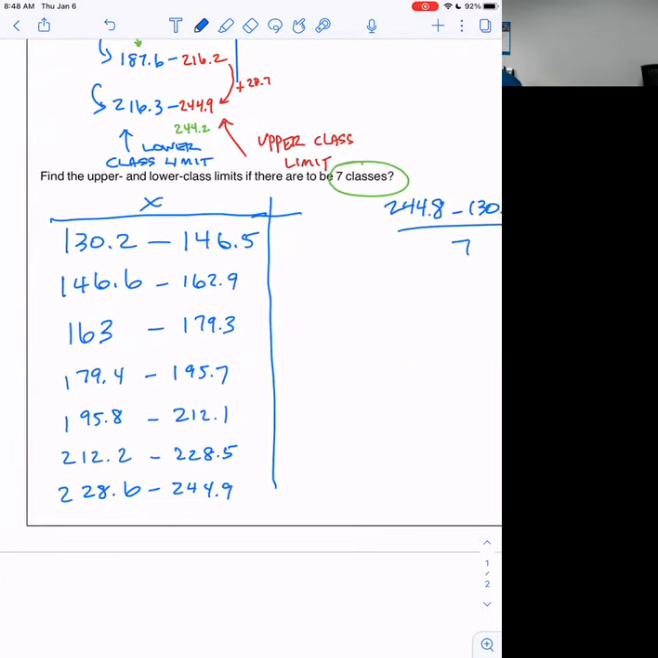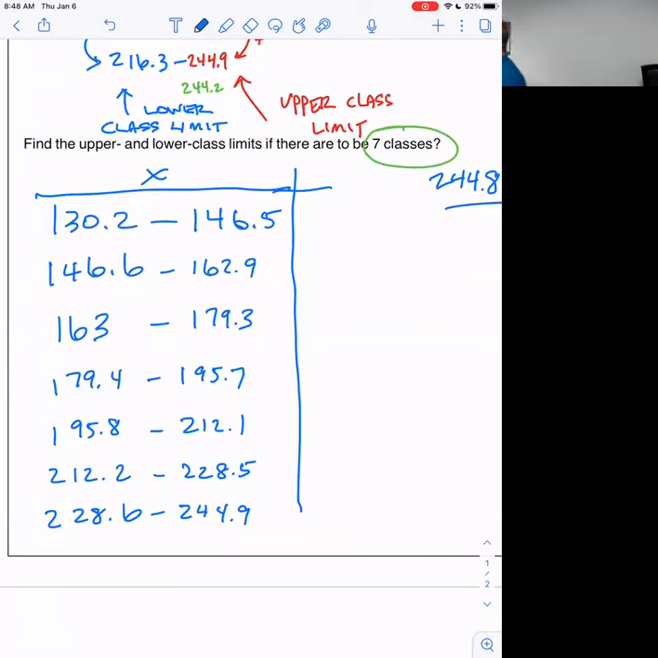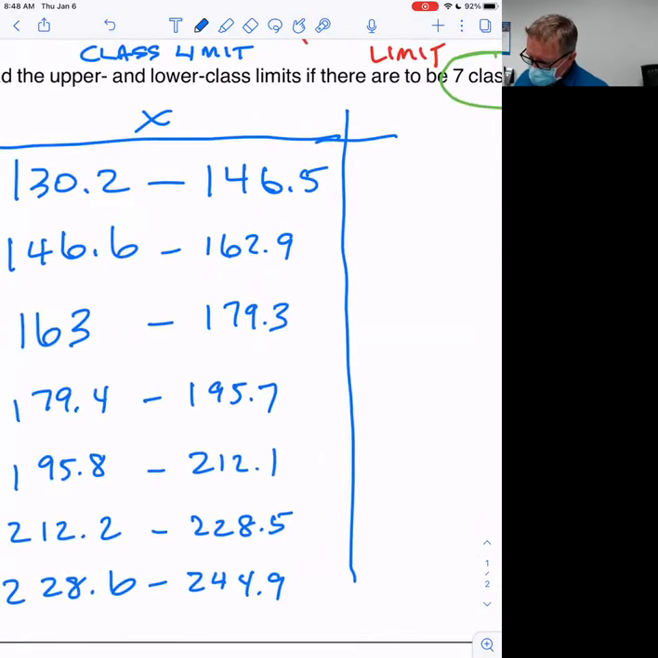Point 9 up to 162.9. Does it matter if you put the 9 there or not? Because either way, it turns out the same. Say that one more time, I didn't understand your question. So the upper class, the second line, upper class 162.9. Yeah. And then it jumps to 163. Yep. So you have to put the 9 there because either way, if it's there or not there, all the other numbers are the same.